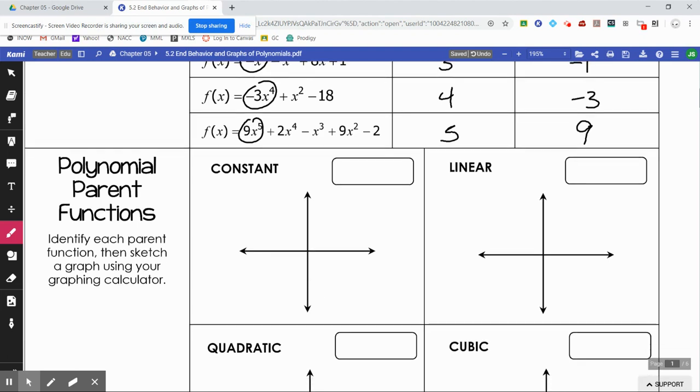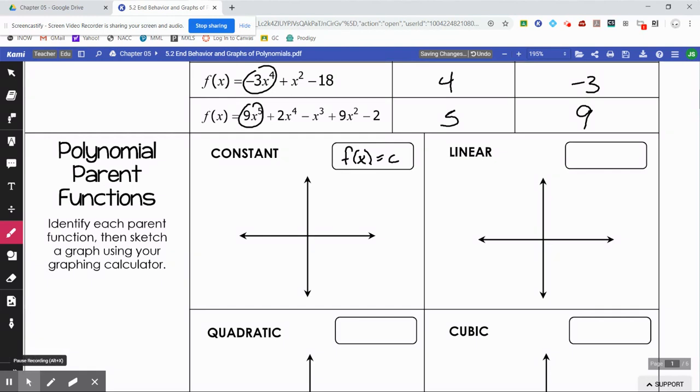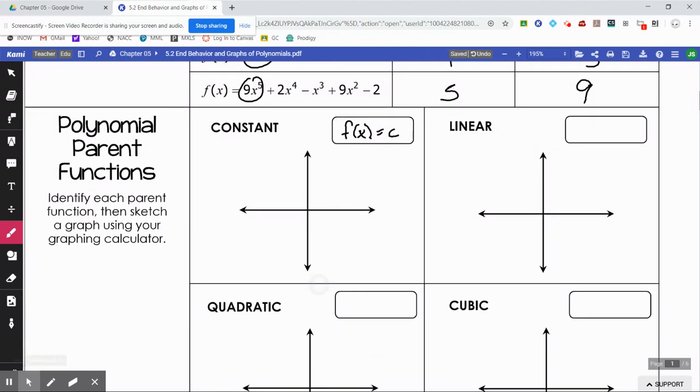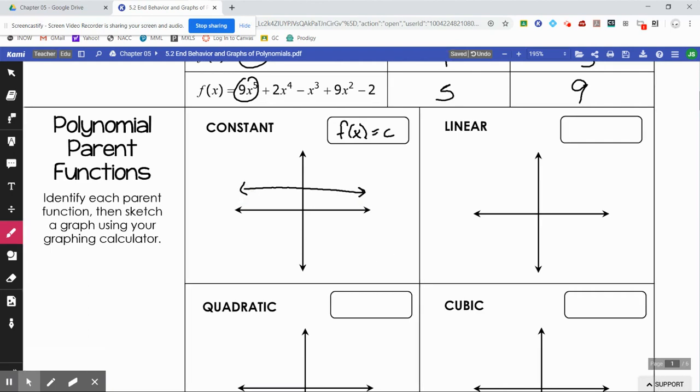The polynomial parent functions. We're going to identify each parent function, then sketch the graph using your graphing calculator. And instead of doing that, I'll just show you what each of them are going to look like. Your first one, your constant function, is going to be f of x or y is equal to some constant c. And that constant can be a 1, a 2, a 3, or 4. It doesn't matter. This function is always a horizontal line. Y equals 3, y equals 4, y equals 5. These are all horizontal lines.